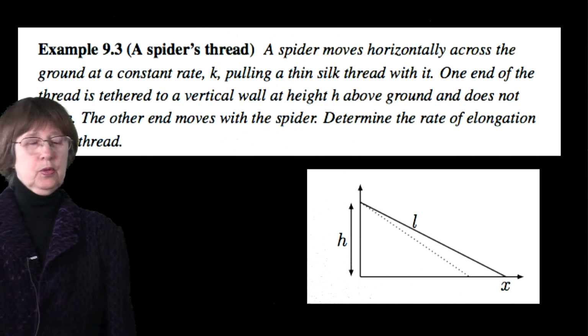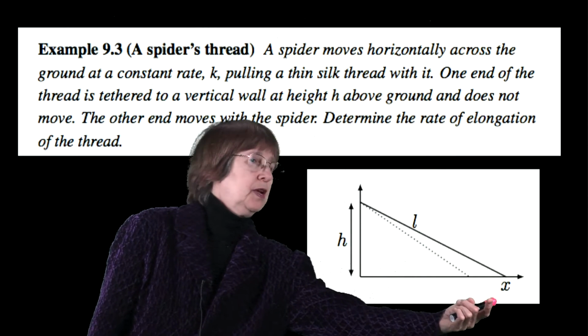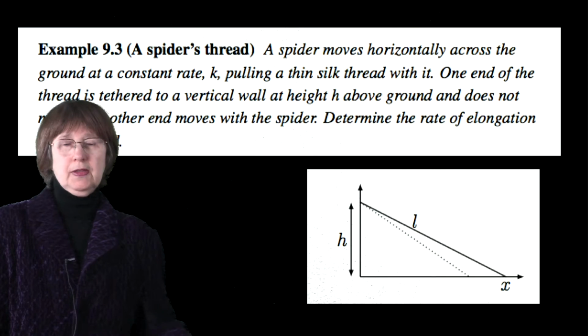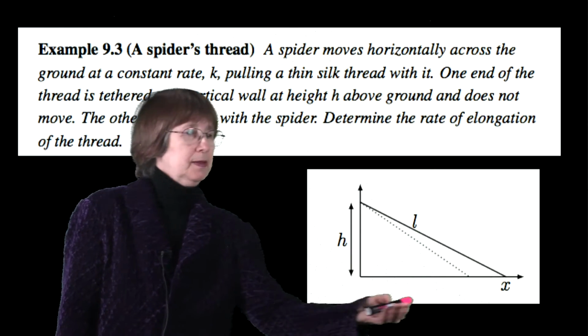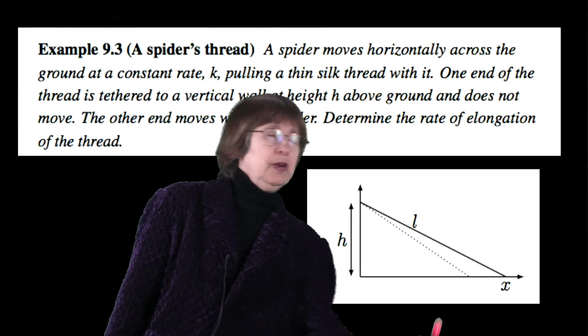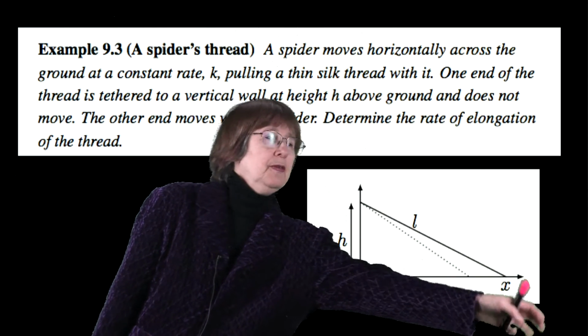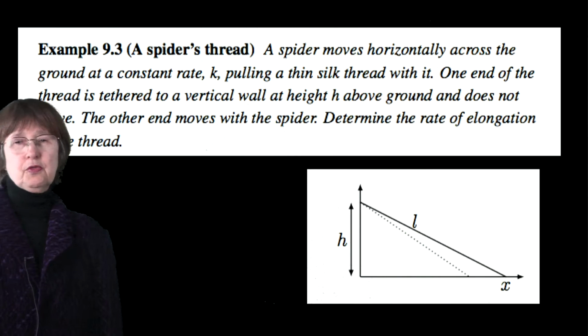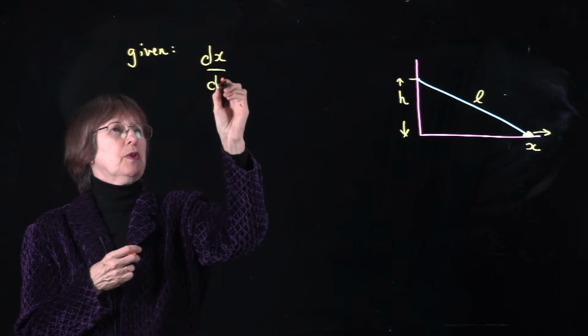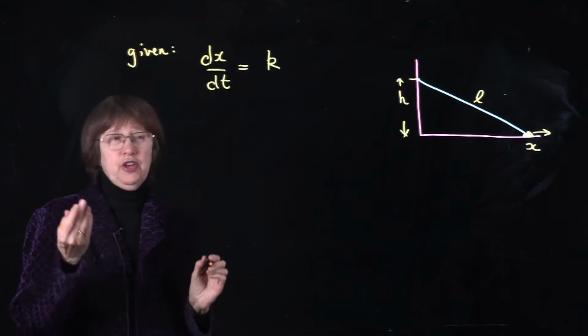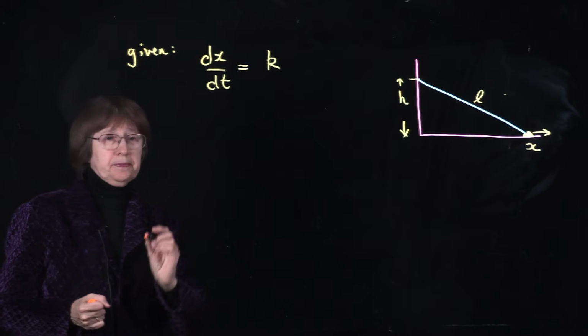In this example, there's a spider sitting right here. It's moving along the x-axis with some constant rate, and what we'd like to do is to relate the speed at which the spider is moving to the rate at which the length of the silk thread is changing. So we're given the spider moves at a constant rate, so its x-coordinate changes at some rate, k.